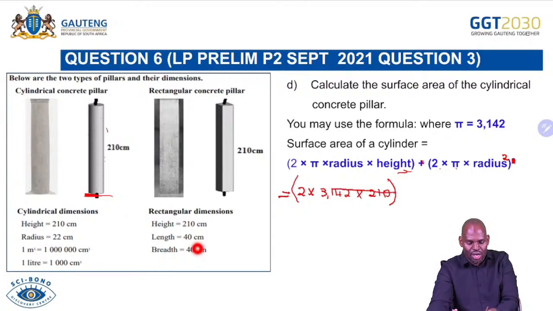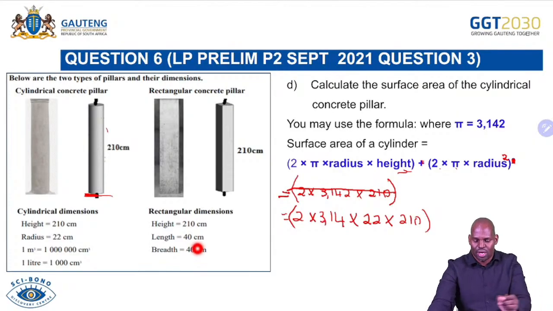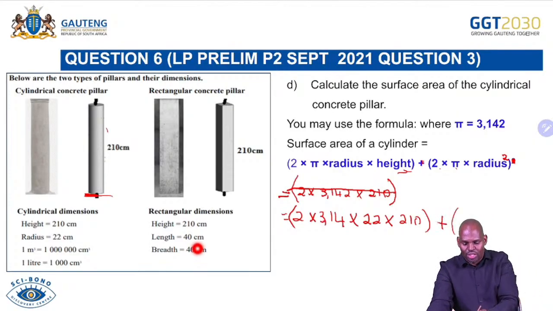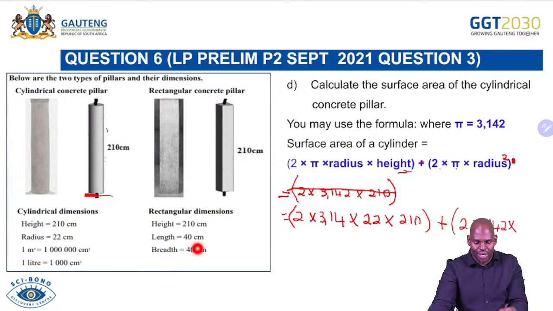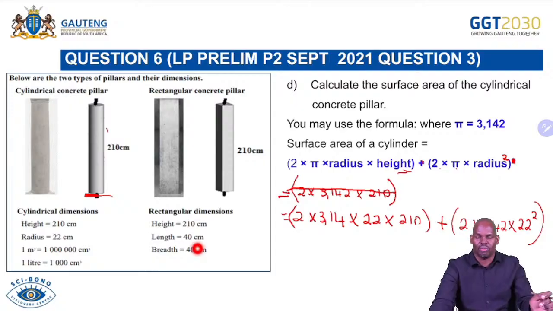I've missed something there. So you must also check, boys and girls, 3.142. I have missed the radius, so it's supposed to be 22, and then multiply by the height, which is 210. Okay, so the substitution is now correct. And then we say plus, the other part is 2 times 3.142 times our radius 22, so we say 22 squared. And we close the bracket.